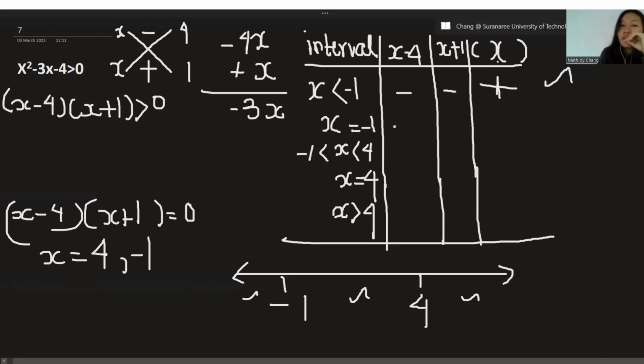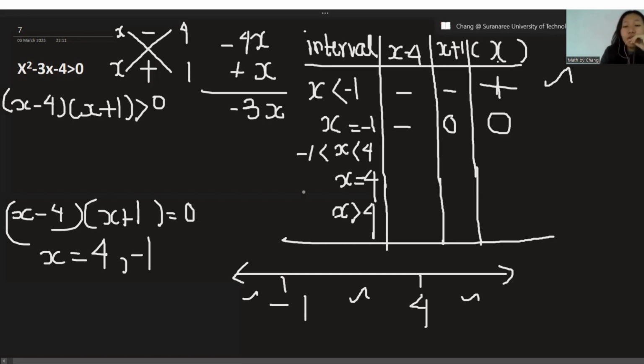And when x equal to minus 1, what will you get? Minus 1 minus 4, you will get minus 5. Minus 1 plus 1, you will get 0. So when you multiply 0 with any number, you will only get 0. Okay, so you don't need to consider this, right? Because there is no equality sign here, this can't be equal to 0. If there is an equality sign here, you have to consider this number, x equal to minus 1, I mean.